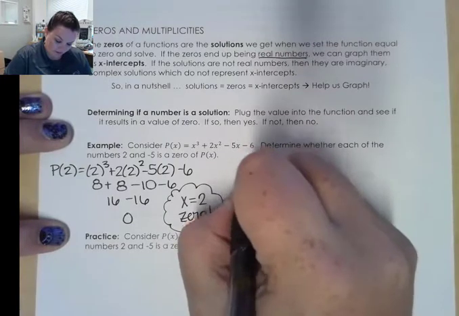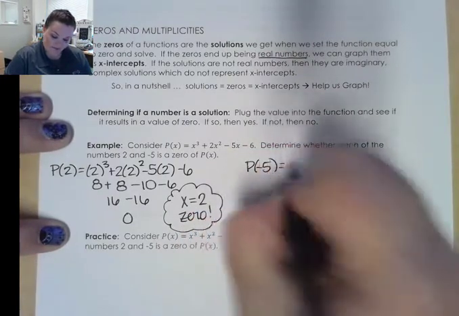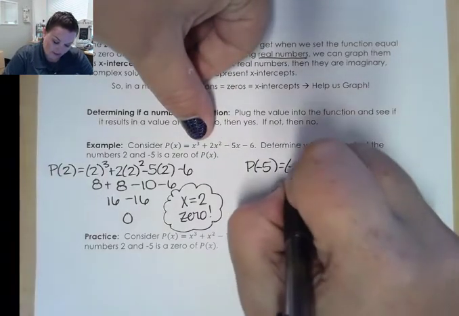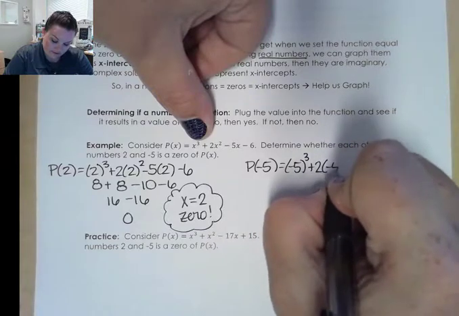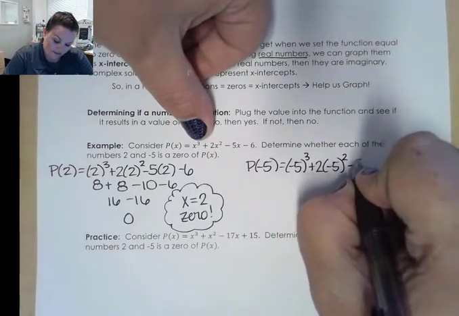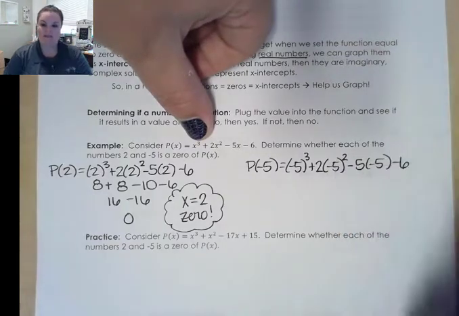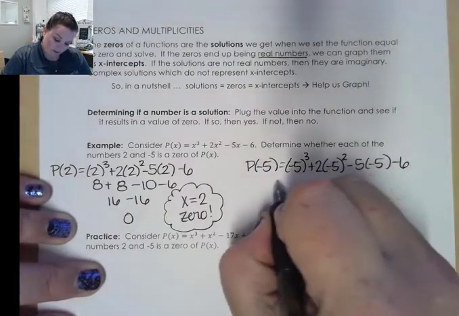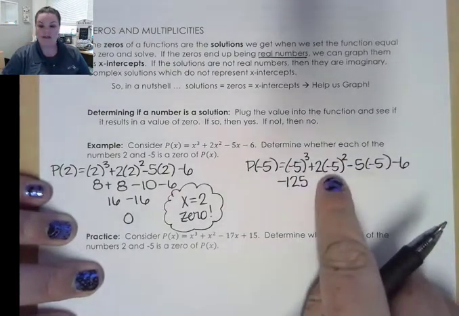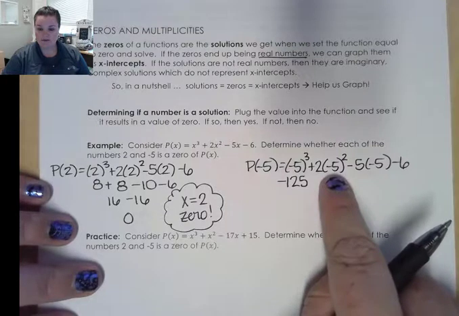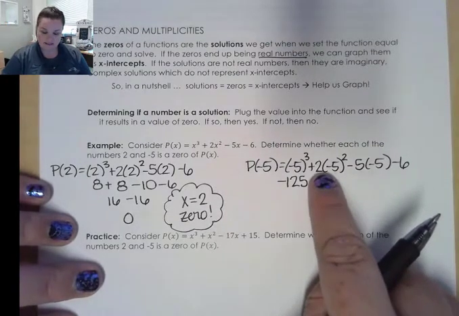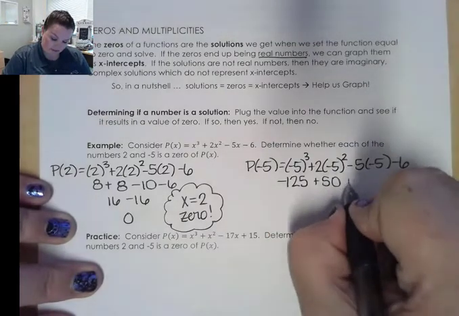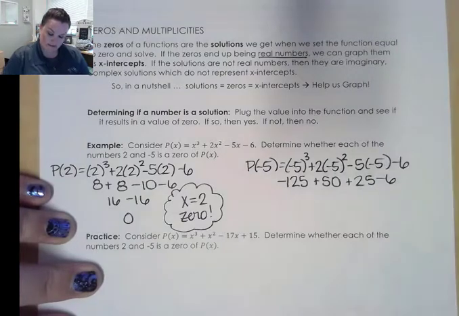All right, let's look at the next one. P evaluated at -5 means we're plugging in a -5 everywhere we see an x in our original. So we have -5 cubed plus 2 times -5 squared minus 5 times -5 minus 6. And then we're just simplifying. -5 cubed gives me -125. And then on the next term, we do our exponents first. So -5 squared is +25 times 2 gives me a +50. And then -5 times -5 is a +25, and then minus 6.